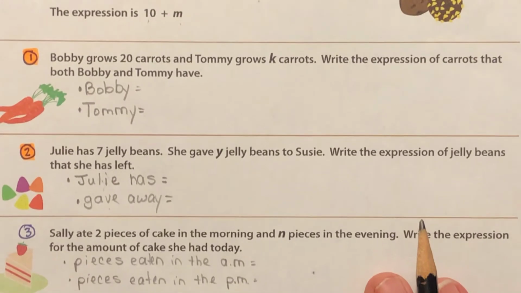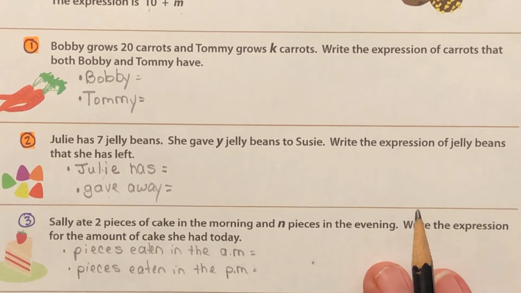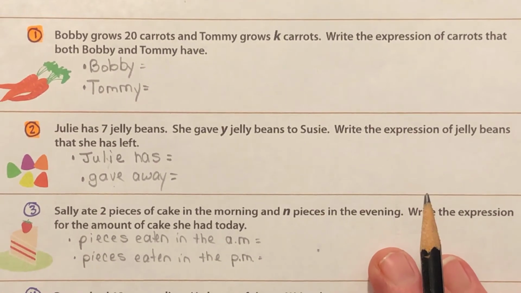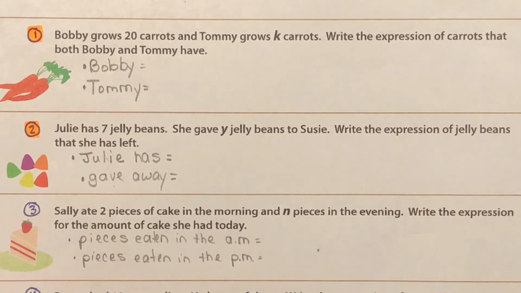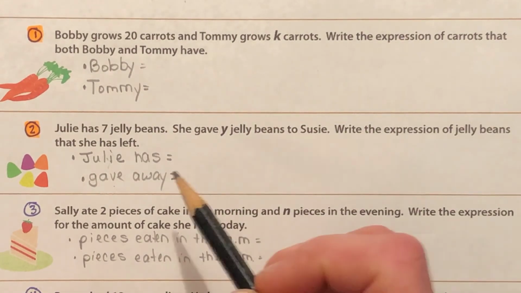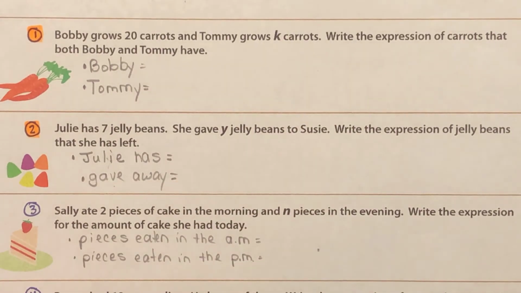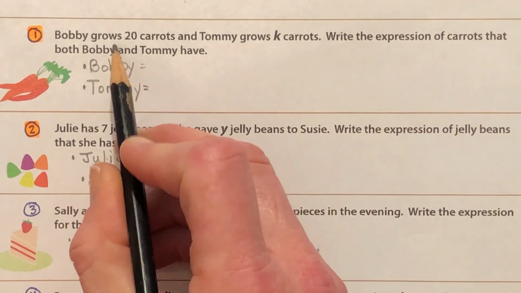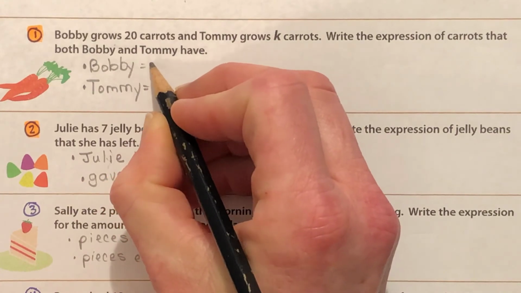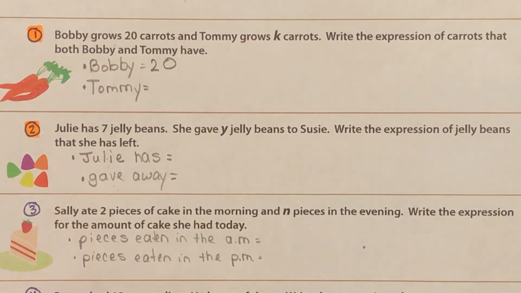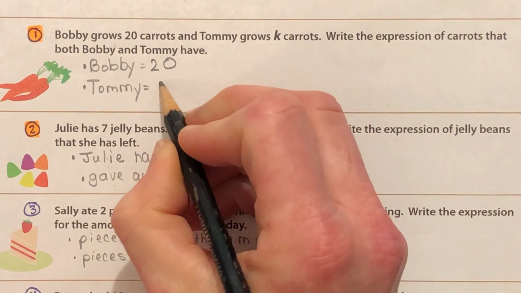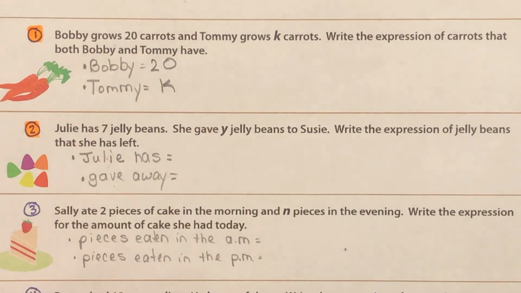Number 1, actually. That first one was the example. Bobby grows 20 carrots and Tommy grows K carrots. Write the expression of carrots that both Bobby and Tommy have. The first thing that we'll do is identify our variable and then the information we have, and then we'll write the expression. Bobby grows 20. So we know he's got 20 carrots. Tommy grows K carrots. So I've identified the information that I have.